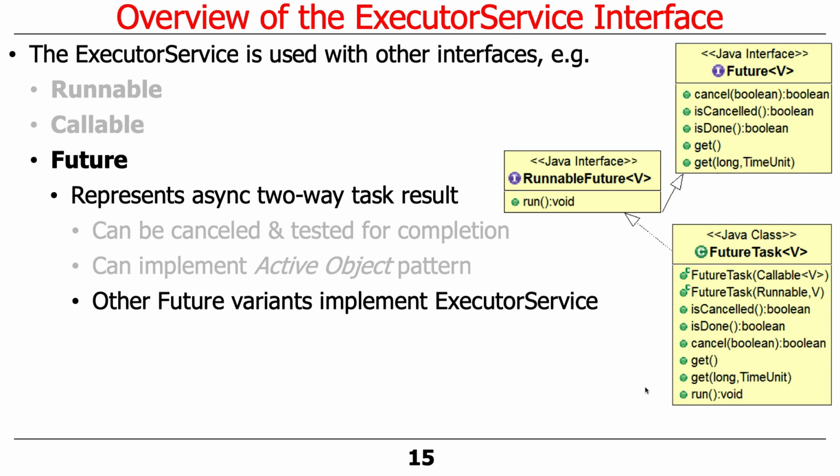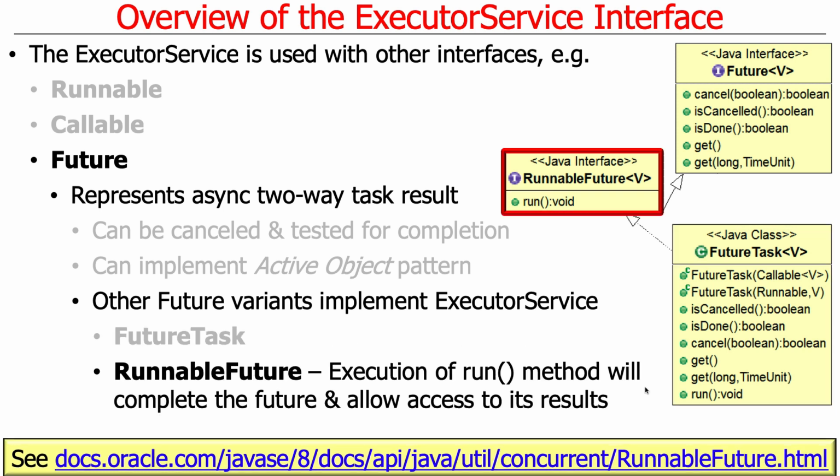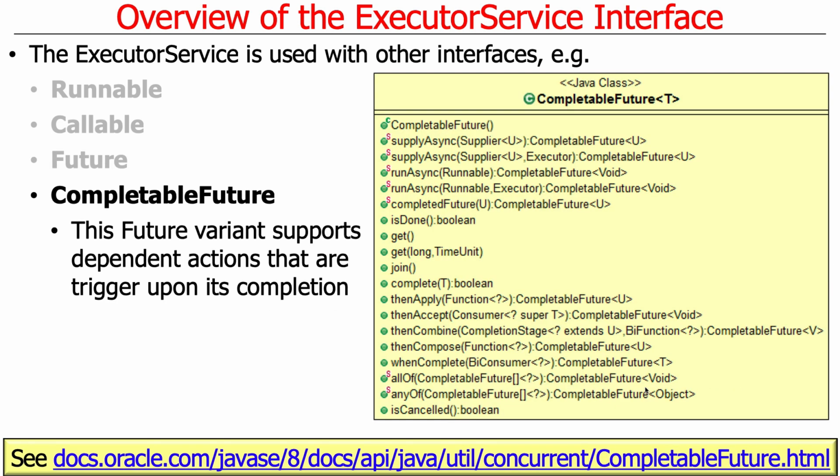There are a bunch of other variants of future used in the executor service implementation. So we've got future, we've got runnable future, we've got future task. We'll talk about these things later when we get to that point. Future task is used to give a result from a thread running a computation to one or more threads that want to wait to retrieve it. And runnable future will allow the future to complete, and then it'll basically put its results someplace so that some other client thread can redeem them or retrieve them.